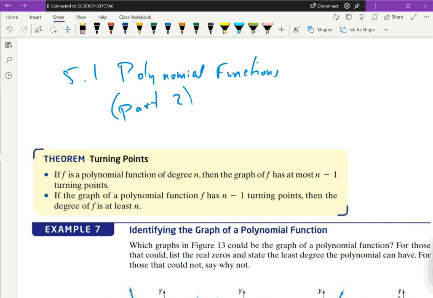Welcome back, ladies and gentlemen. We are back into Chapter 5, Section 1 of Polynomial Functions for College Algebra. And this is the second part of a two-part video. And so we're picking up with turning points.